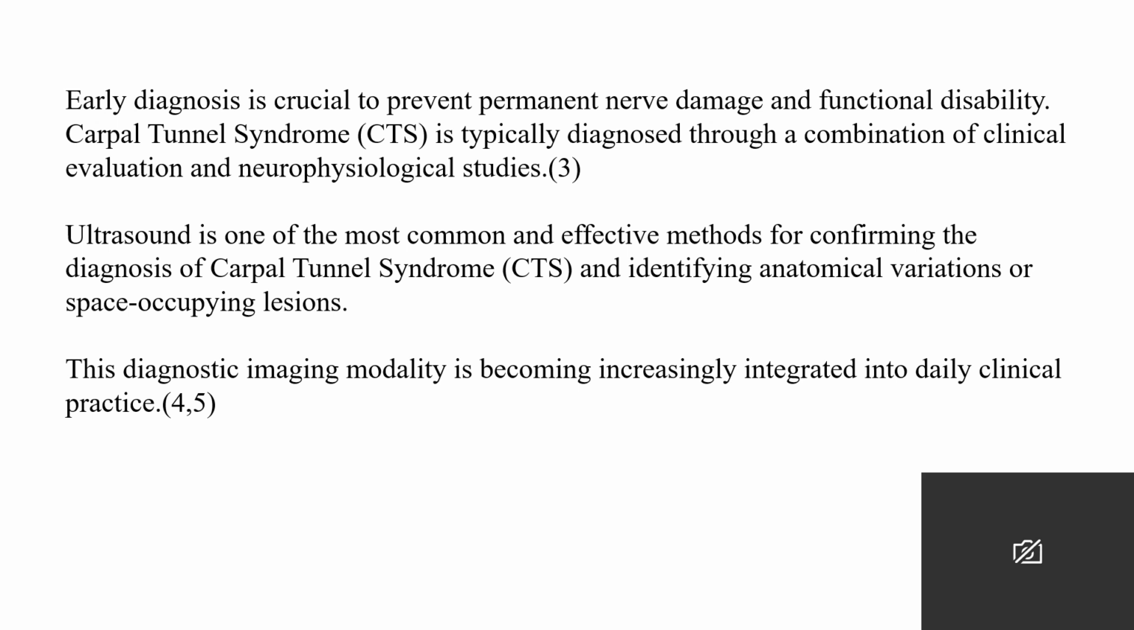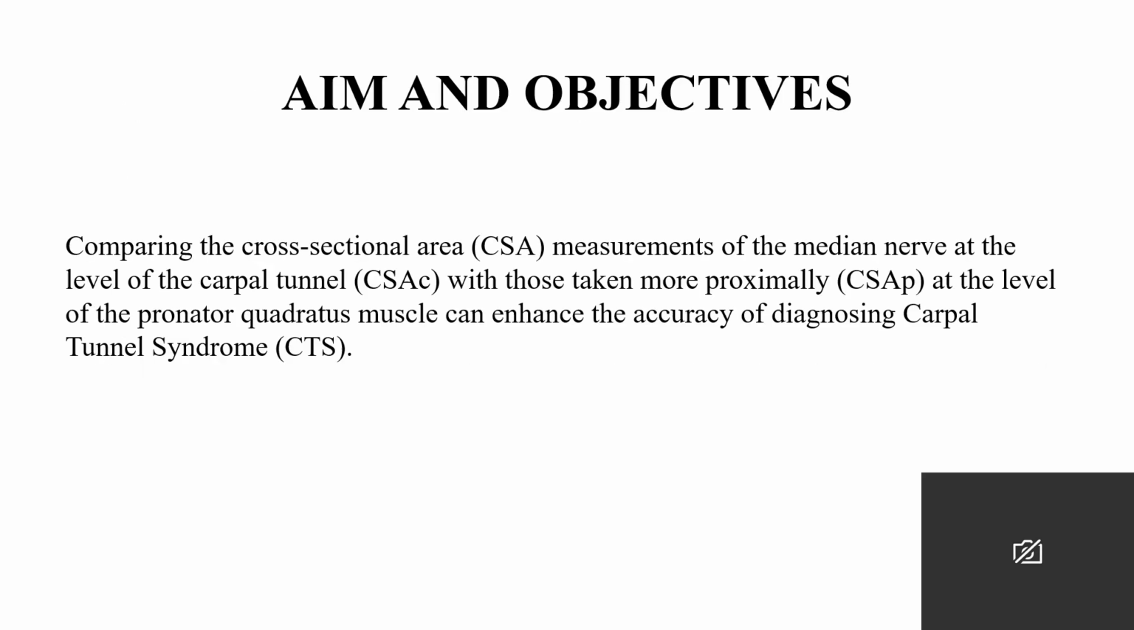Carpal tunnel syndrome is typically diagnosed through a combination of clinical evaluation and neurophysiological studies. Ultrasound is one of the most common and effective methods for confirming the diagnosis of carpal tunnel syndrome and identifying anatomical variations or space occupying lesions. This diagnostic imaging modality is becoming increasingly integrated into daily clinical practice.